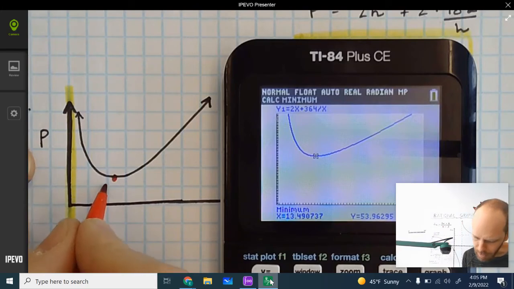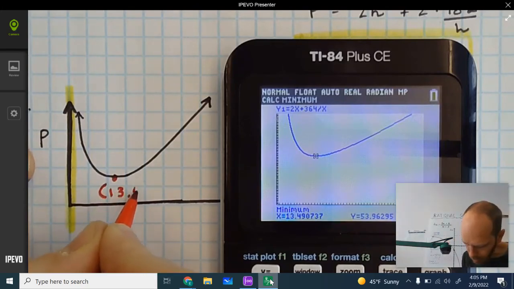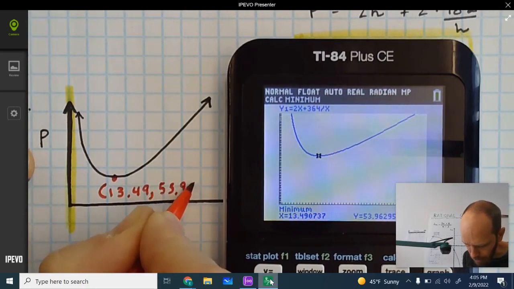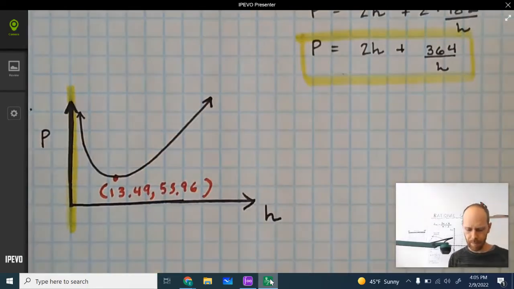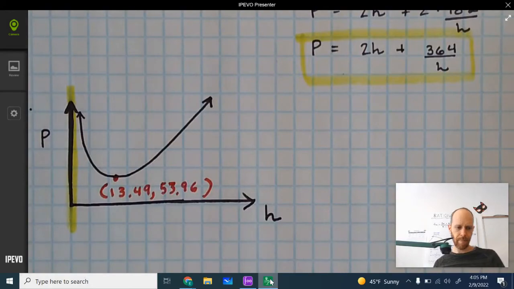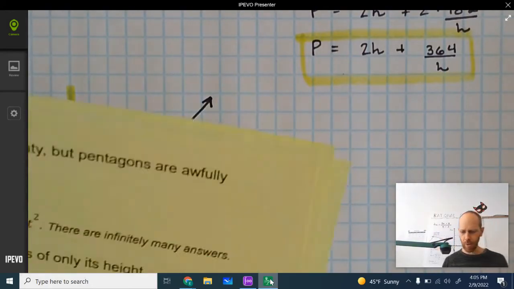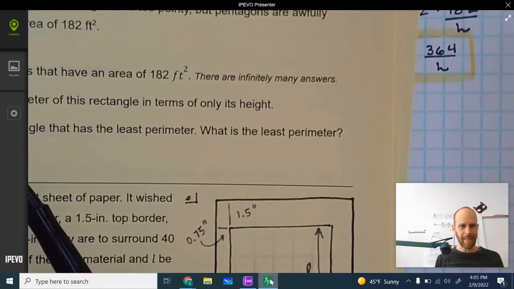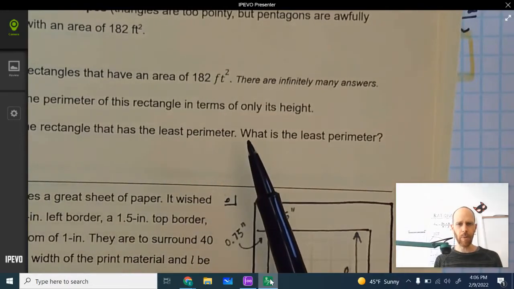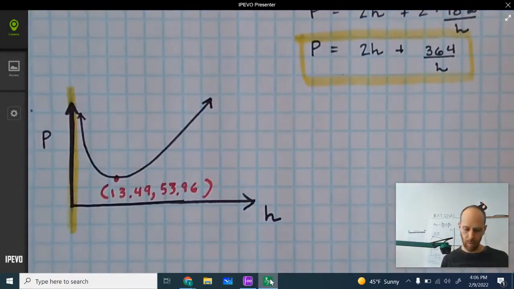Our minimum is 13.49, comma 53.96. That's a 3. Let's make sure we answer the question. It says find the dimensions that give us the least perimeter. What is the perimeter? Okay.